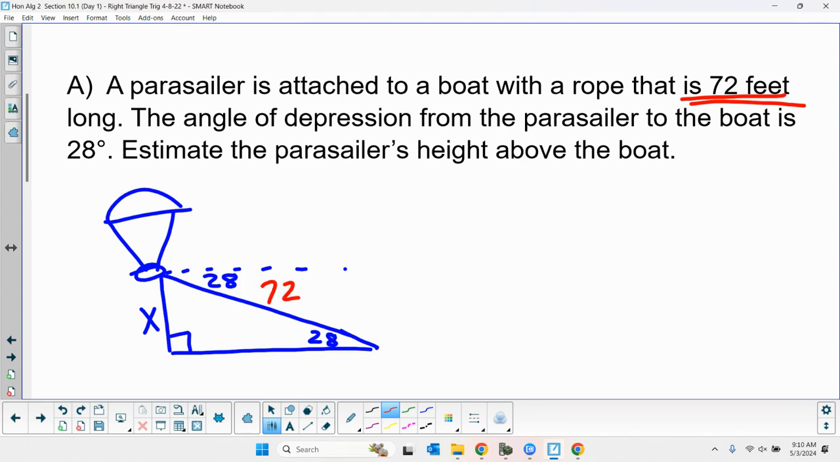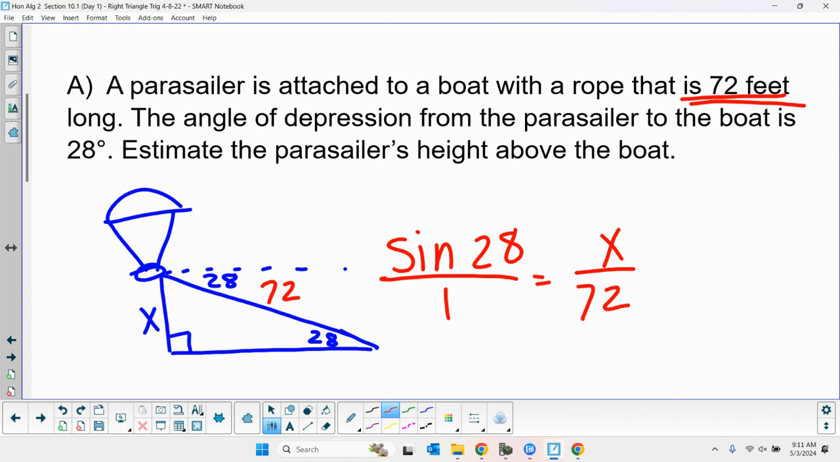Okay, so what's X? What side? Opposite. What's the 72? Hypotenuse. Which one's opposite and hypotenuse? Sine, yeah. So we're going to use this one instead of tangent. We're going to go sine of 28 equals X over 72. You can just put it over 1. X times 1, cross multiply. Sine of 28 times 72, and we'll get our answer.